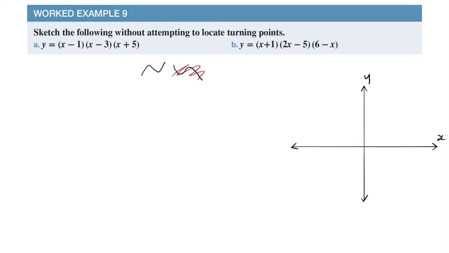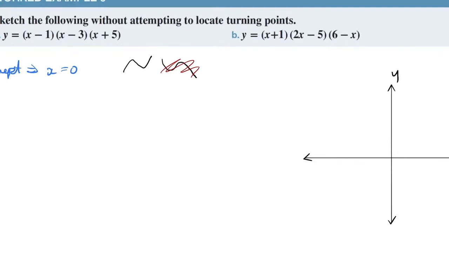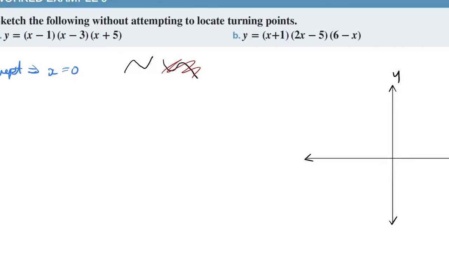And what I want to know now is what the intercepts are. To find the intercepts, I'm going to say my y-intercept is where x equals 0. Just make it a little bit larger. When x is 0, it means y equals 0 minus 1, 0 minus 3, 0 plus 5. And that's the same as just multiplying the negatives. So it's negative 1 times negative 3 is plus 3 times 5 is 15. So my y-intercept is going to be at 15.